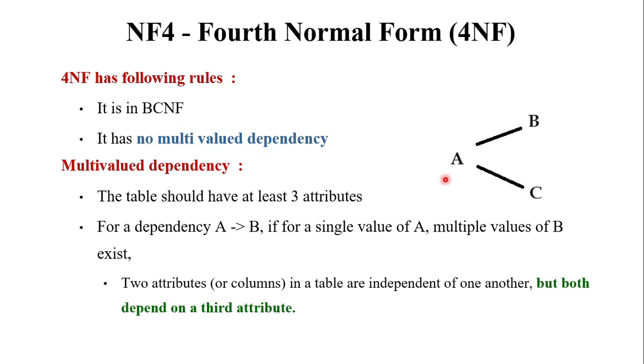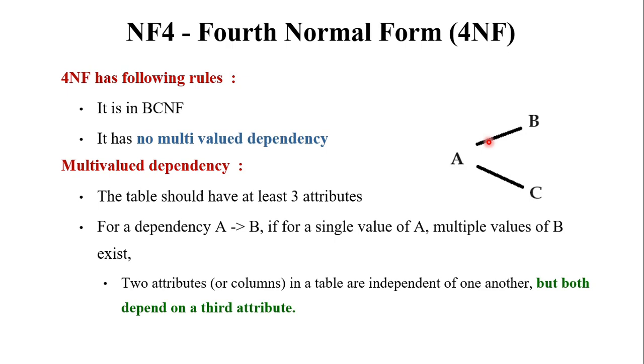So consider these three attributes, columns of a table. A is one column, B is another column, C is another column. So A depends on B and A depends on C, which means B and C depend on A. C doesn't depend on B. B doesn't depend on C. Okay, so both B and C depend on A. So this is called multi-value dependency. If this is the case, it should be eliminated.